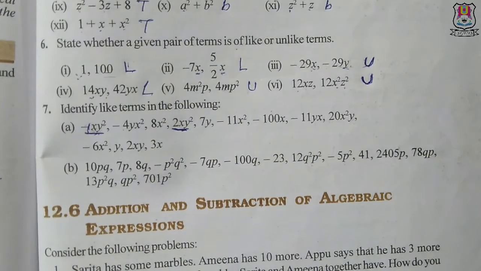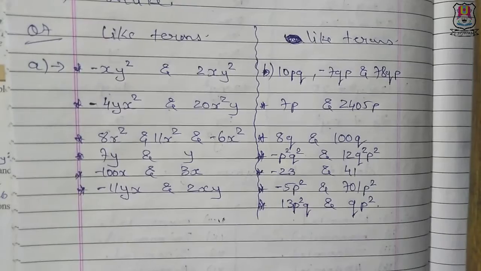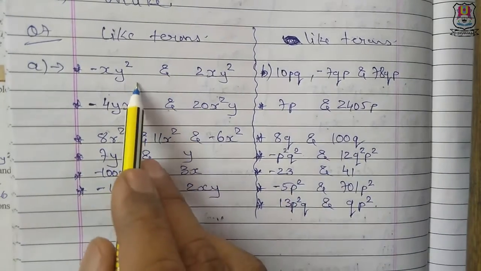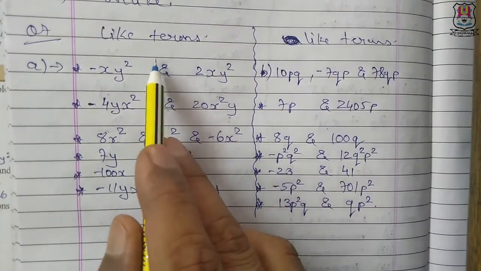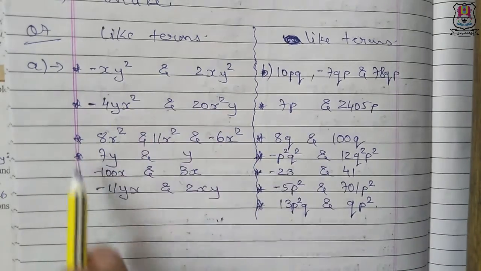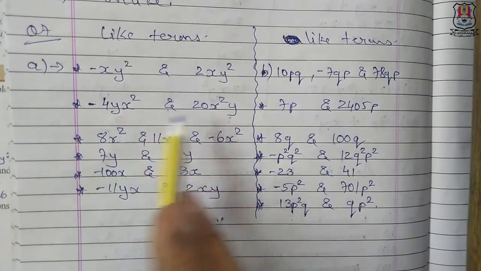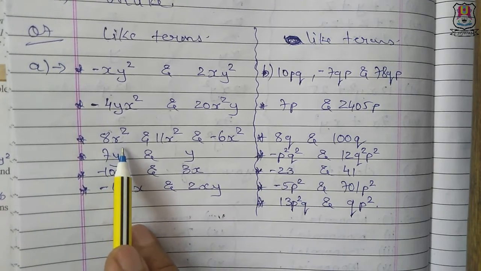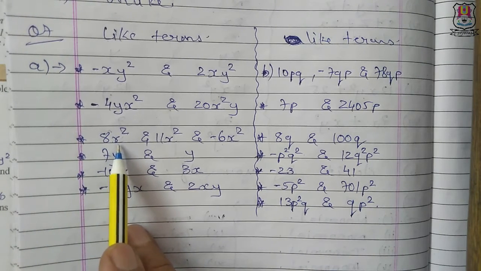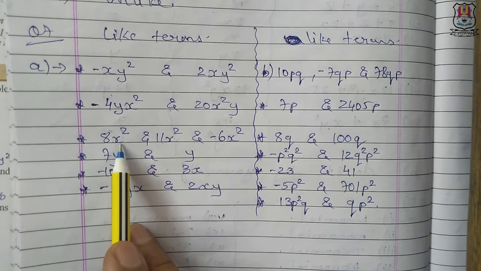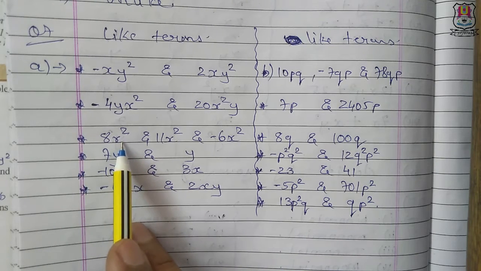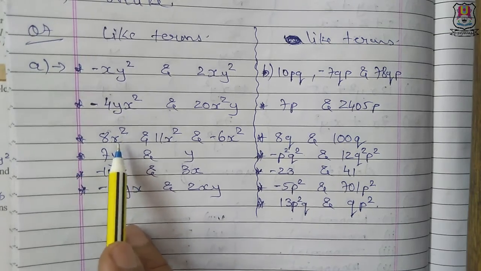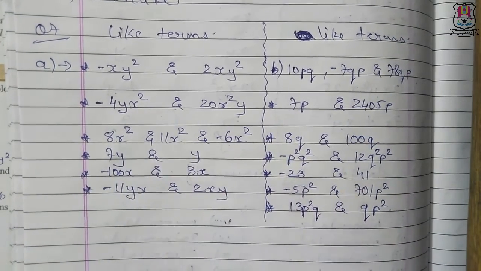I will show you how to solve this. I have written all the like terms of both the questions, part A and part B, over here, you can see and you can compare. Just think and remember in your mind that you have to compare the variable and its power. If variable and power are same, then the terms are like terms. So this is the solution of question number 7.